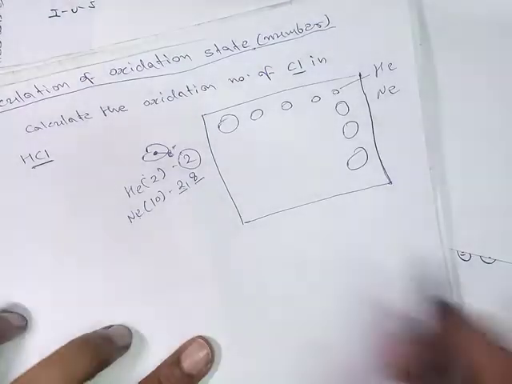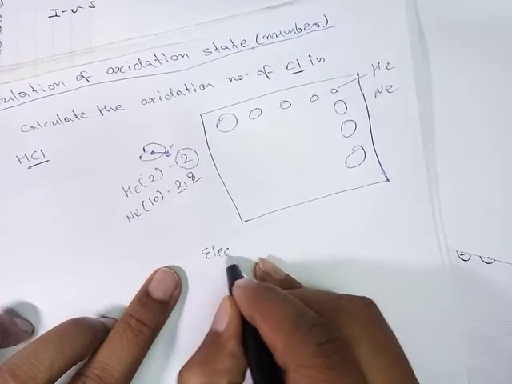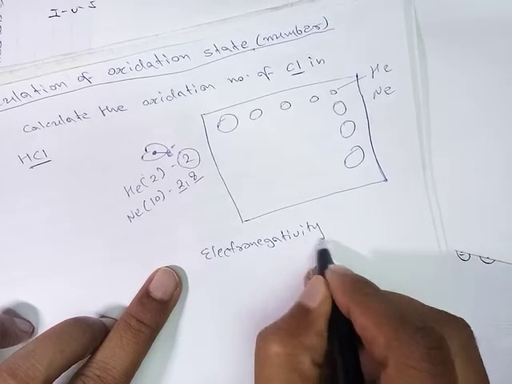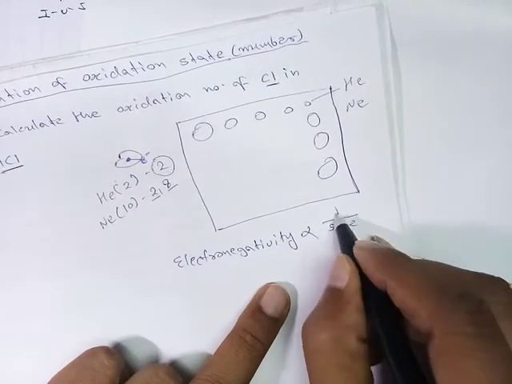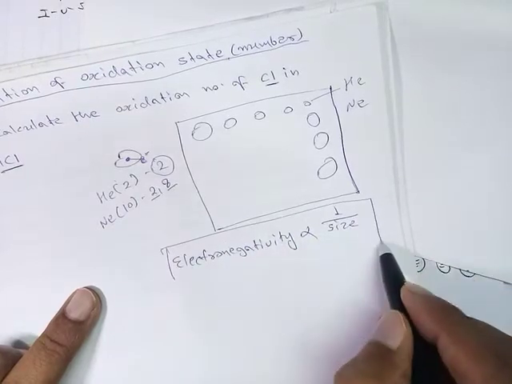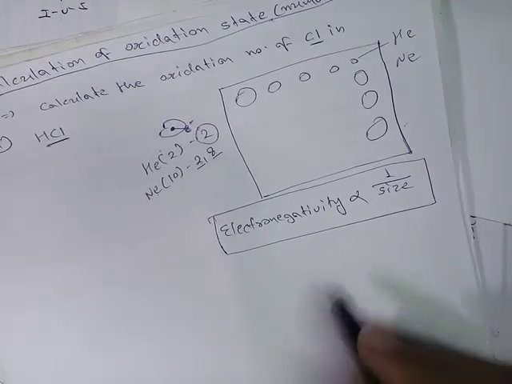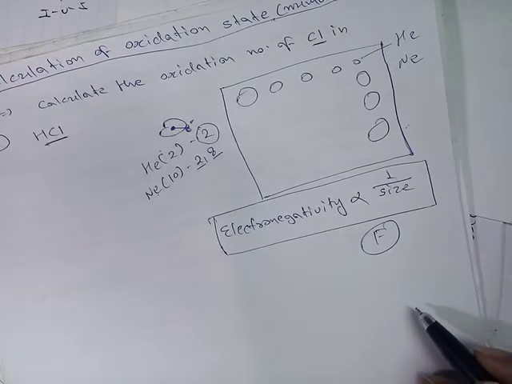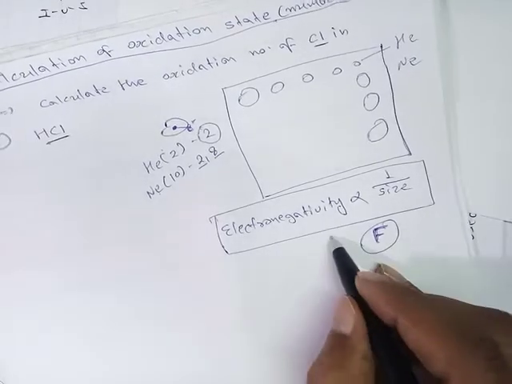One thing is important here, that is the electronegativity of elements is inversely proportional to size, that means electronegativity increases with decreasing size. So in the periodic table, fluorine is the most electronegative element, and the second most electronegative element in the periodic table is oxygen.